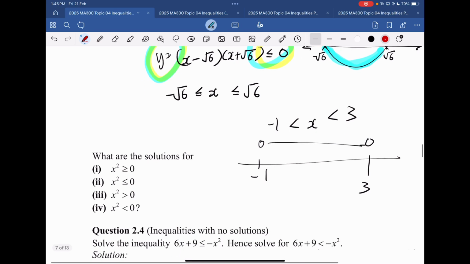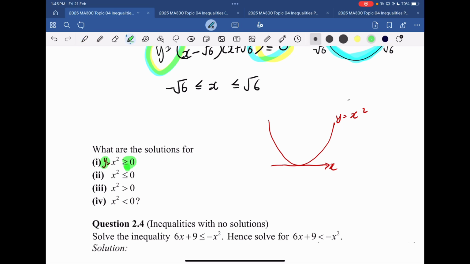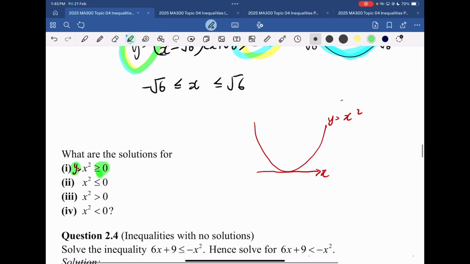Okay, so if I look at this, I draw y equals x squared. Now, I want x squared to be more than or equal to 0. It's the same as I want my y to be more than or equal to 0, right? When is my y more than or equal to 0? Everything, yes. So I can say, basically, the solution is all real values of x.